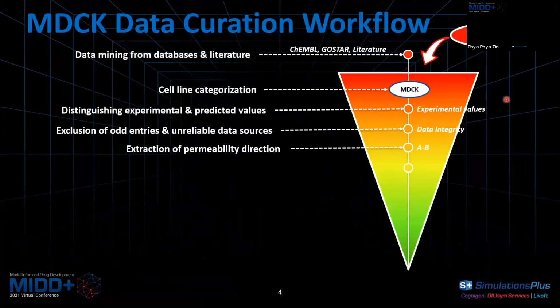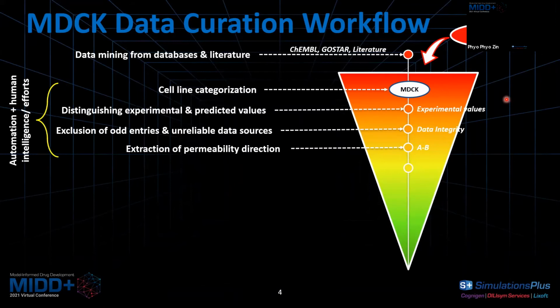The next step is permeability direction, so we're only focusing on one direction, where it is traveling from apical to basolateral. So we extracted the permeability directions as well, and retained only A to B direction. If you look at each of these steps, they are pretty heavy and tedious because we have to locate the original resources and extract the necessary information. So we use a lot of automation, text mining combined with human intelligence to help accommodate this process.